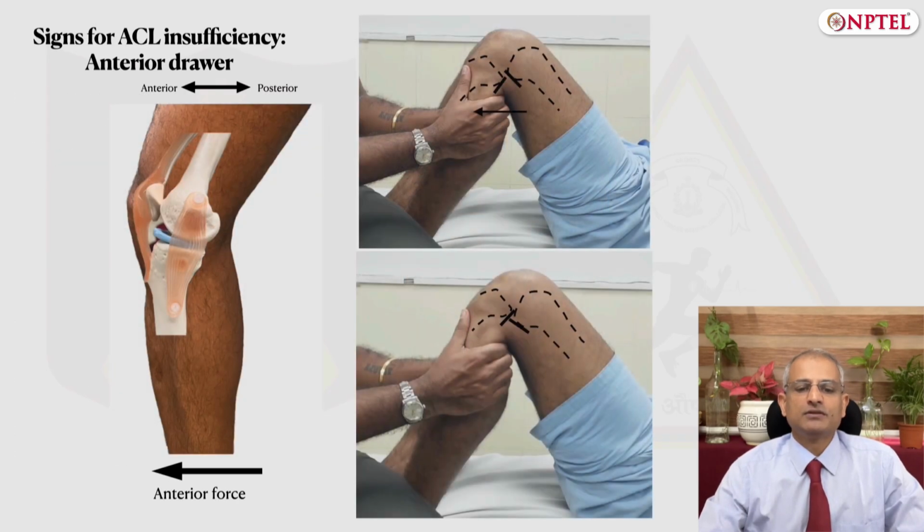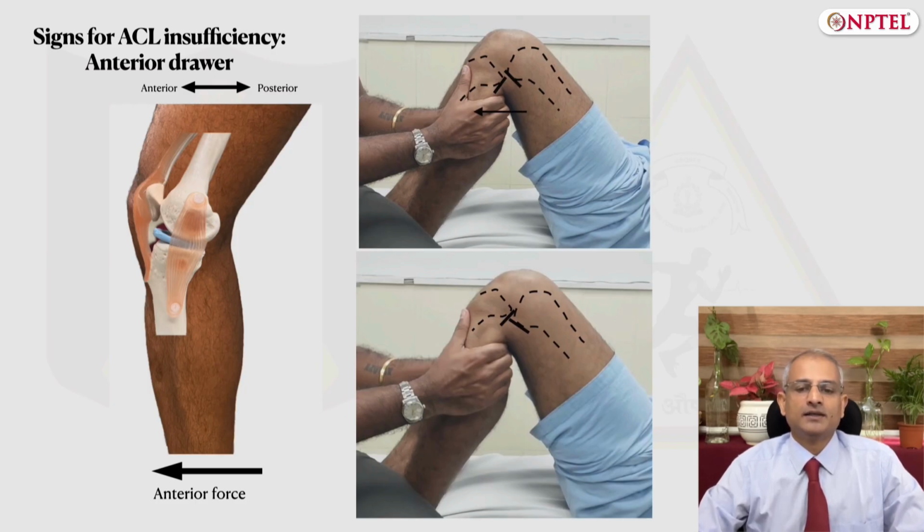Following this, we now turn our attention to the special tests done to detect any specific ligament, meniscal, or tendinous pathology. We start with the special tests for the cruciate ligaments. For the anterior cruciate ligament, the commonly performed tests are the anterior drawer test, the Lachman test, and the pivot shift test.